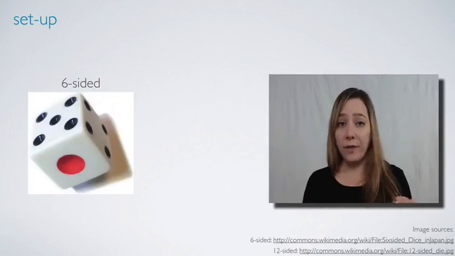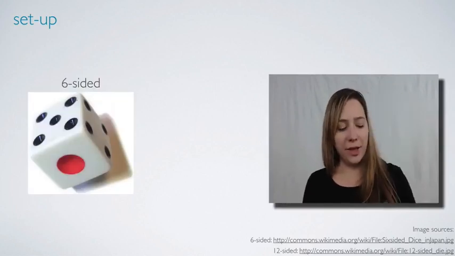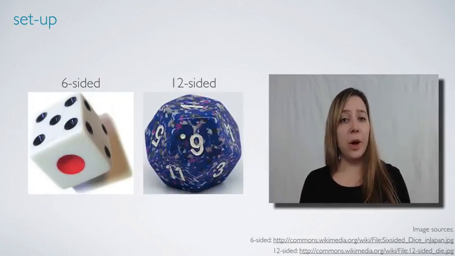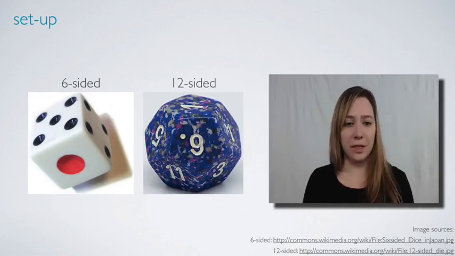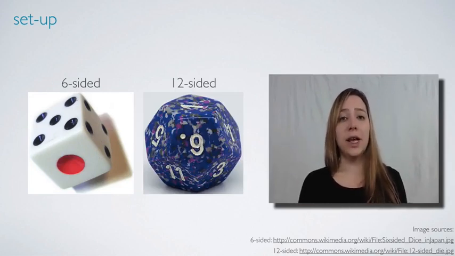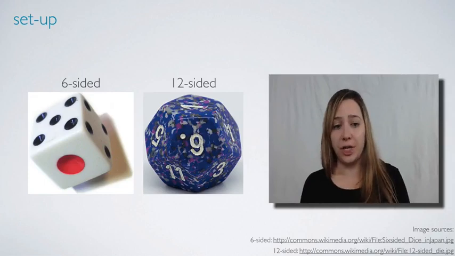So here's the setup. I have a die in each hand. One of them is a 6-sided die, looks something like this, and the other one is a 12-sided die, looks something like this. The ultimate goal of the game is to guess which hand is holding which die.